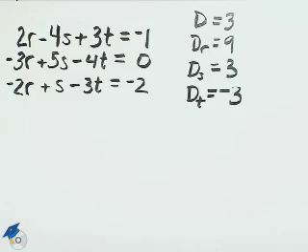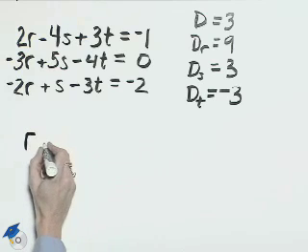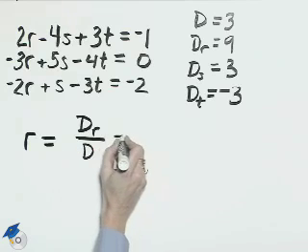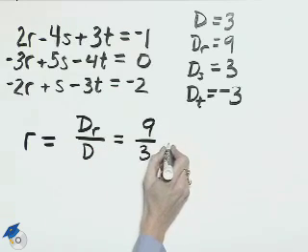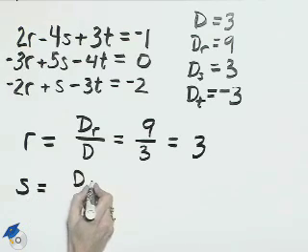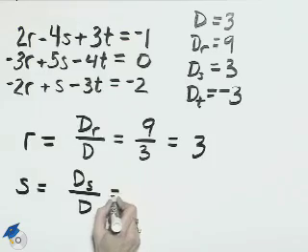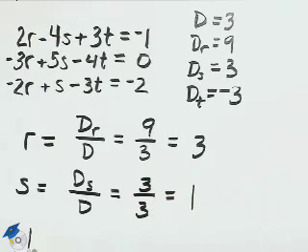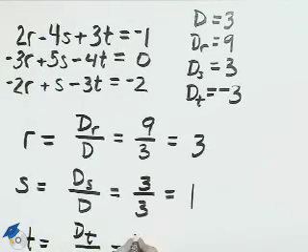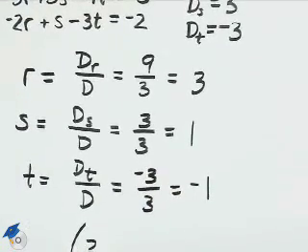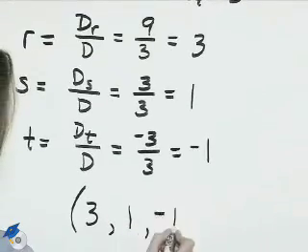Now we can solve for R, S, and T. R we'll find by dividing D sub R by D. 9 divided by 3, so R is equal to 3. S is D sub S divided by D. That's 3 divided by 3 equals 1. T is D sub T divided by D. Negative 3 divided by 3 is negative 1. So the solution to the system is 3, 1, negative 1.